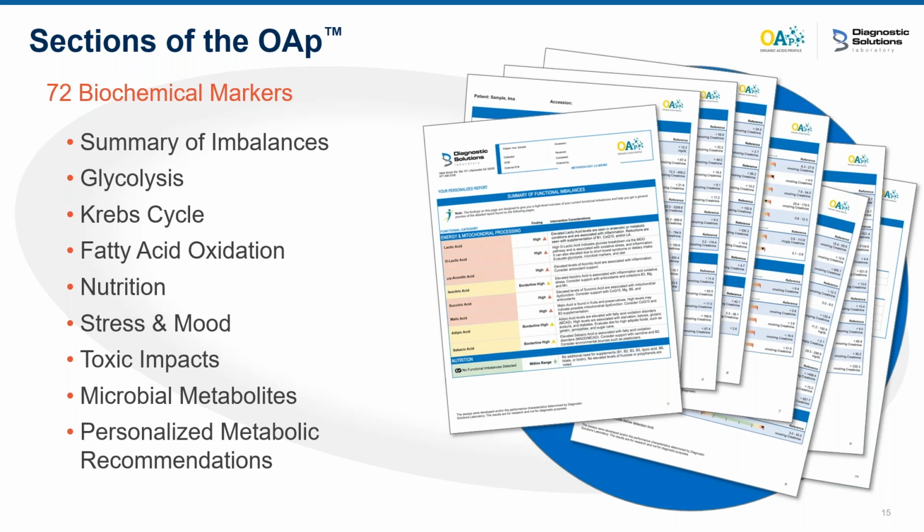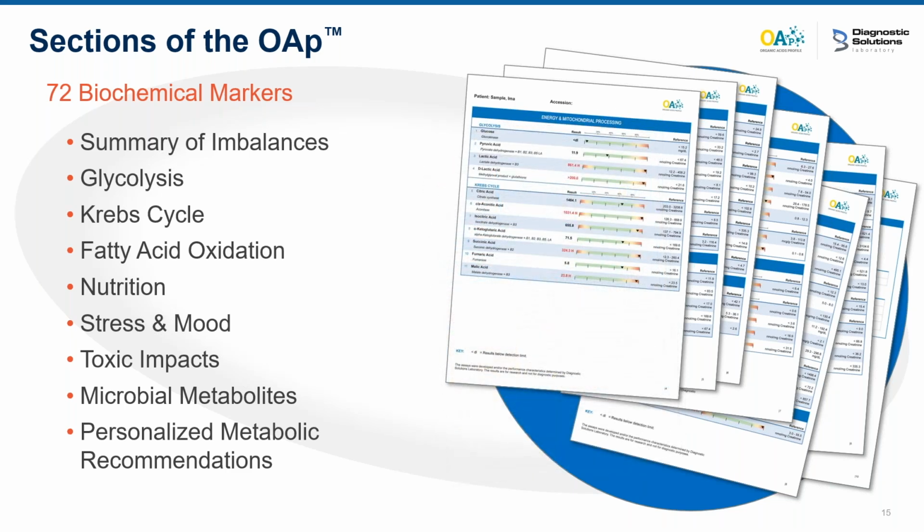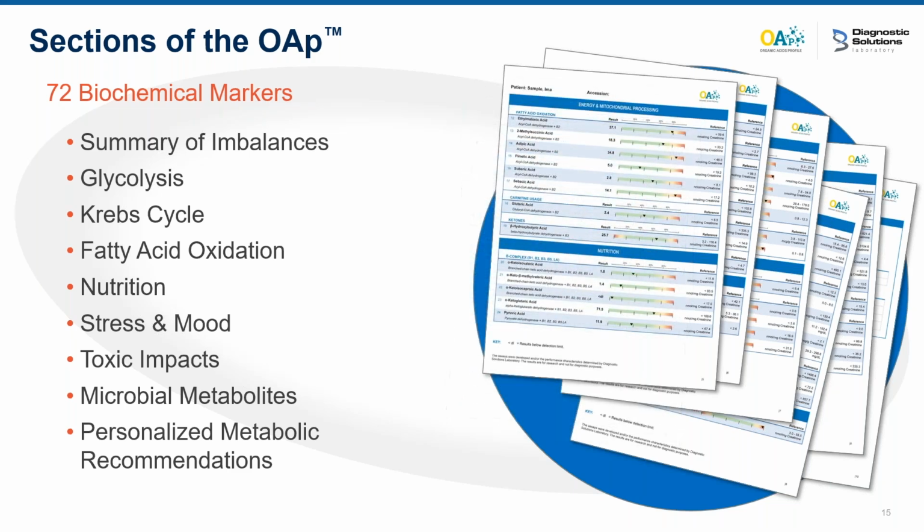Okay, let's take a look at all the information you get in an organic acids test. There are 72 biochemical markers. You get this summary of imbalances, as I mentioned, which is basically a couple of pages of interpretation to help you understand those lab results. We have glycolysis and the Krebs cycle. So we're looking at how well the patient makes cellular energy. We also have fatty acid oxidation, so how well are they making energy from fat?